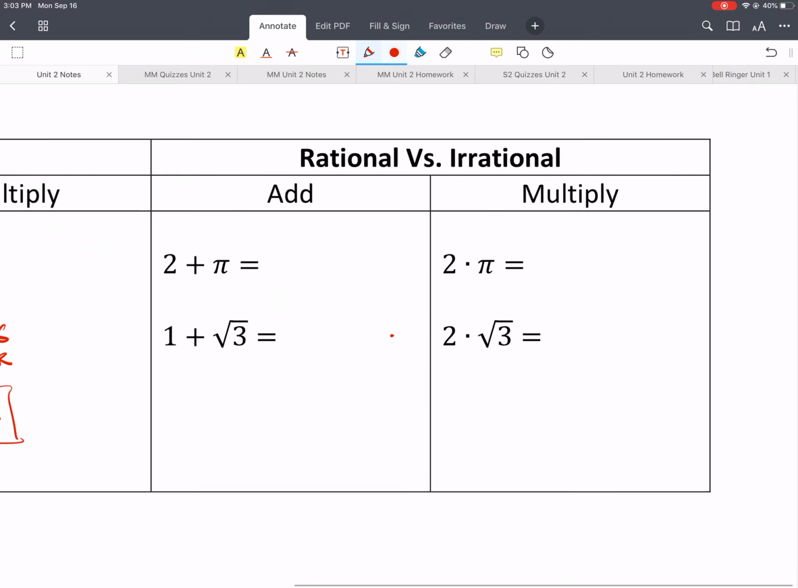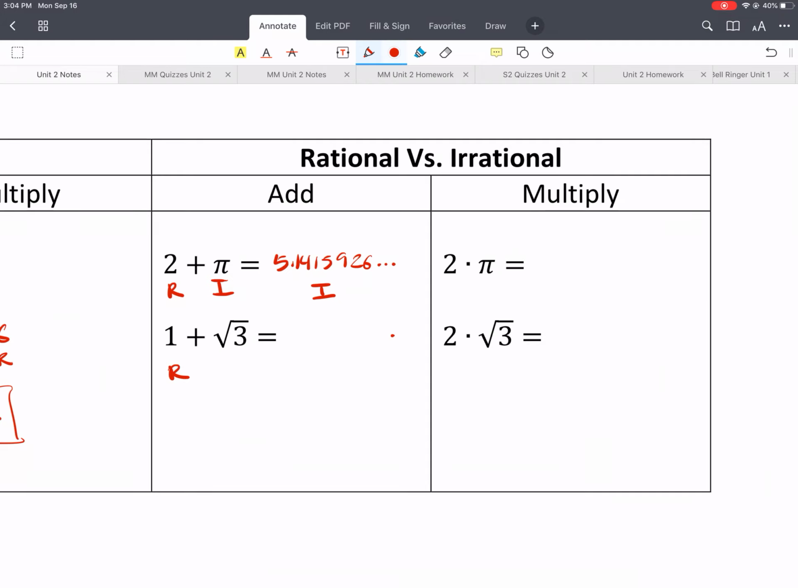All right, let's look at rational and irrational. So here 2 is rational, pi is irrational. We add those together, 2 plus pi. It would end up giving us 5.1415926, blah, blah, blah. So this would also be irrational because it has a decimal that never ends and has no pattern. Again here 1 is rational, square root of 3 is irrational, so 1 plus the square root of 3 gives us 2.73205, 0, ... also irrational. So in any case, no matter what, rational plus irrational is irrational.